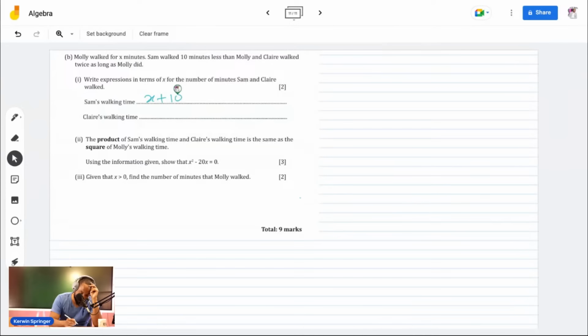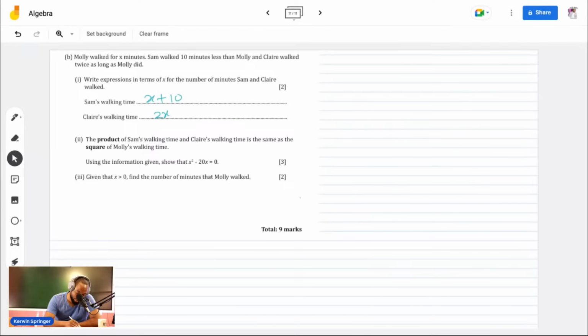So just to bring it back, Sam was x plus 10, and Clay was 2x. So write expressions in terms of that. We collect 2 marks.